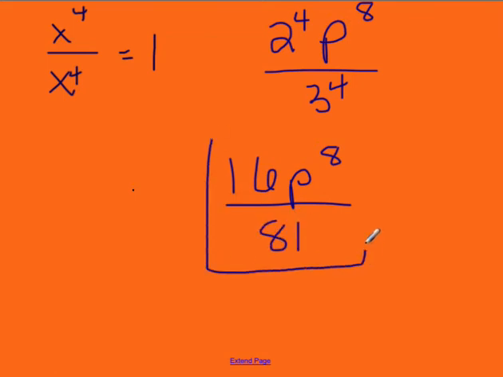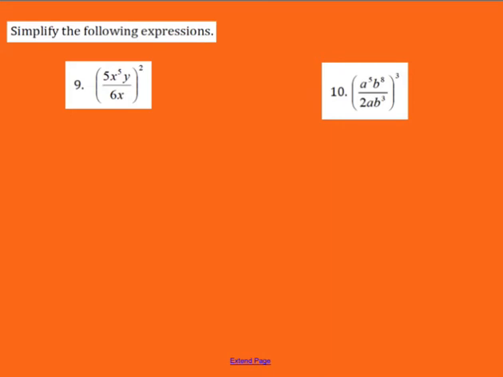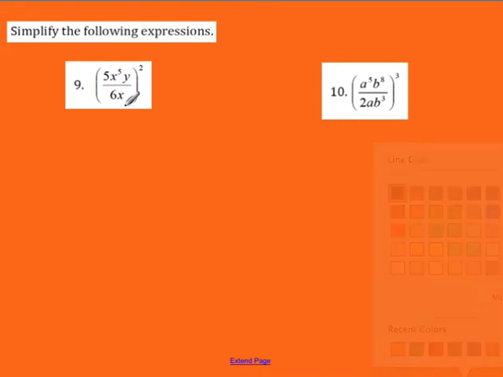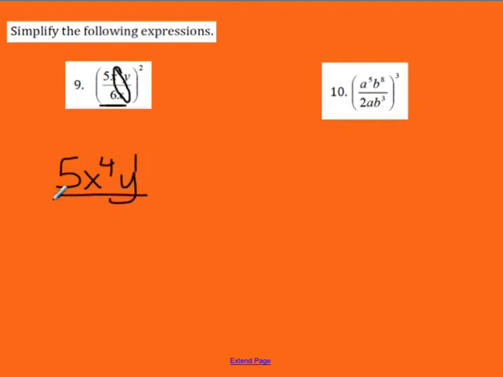So this right here is your fully simplified form once you've distributed that in. Next, let's take a look at number 9. So again, what I want to do first, I want to simplify in the parentheses first to make my life easier. So I can simplify this x to the fifth over x to the first. So x to the fifth divided by x to the first, subtract those exponents, and you get x to the fourth. Y to the first, and that's over 6.